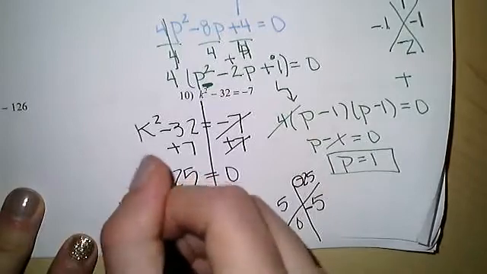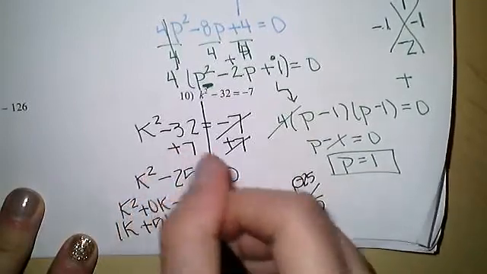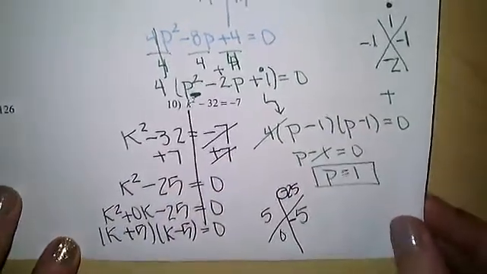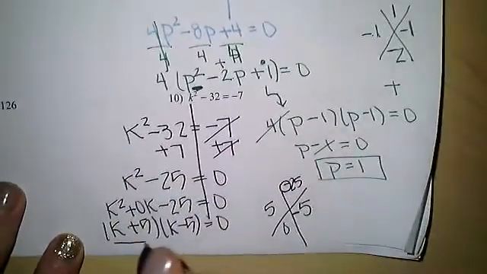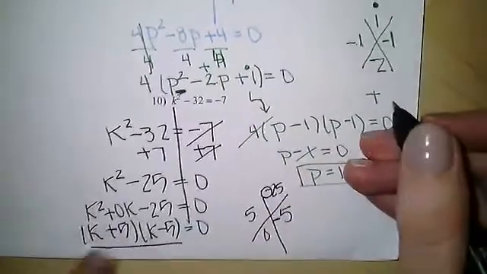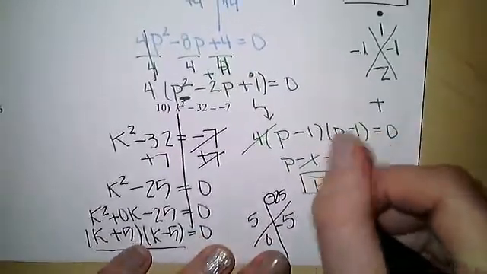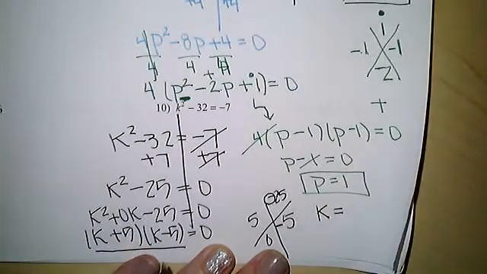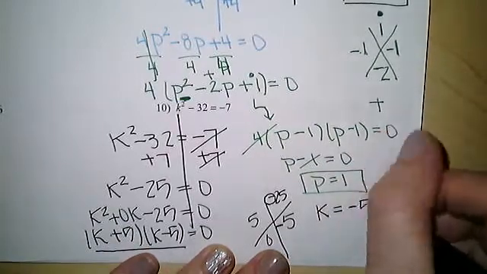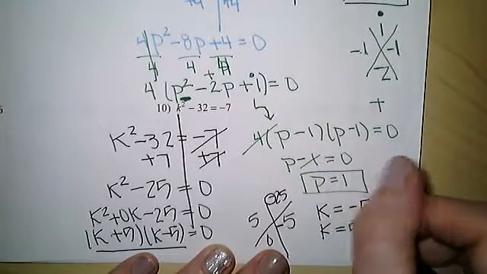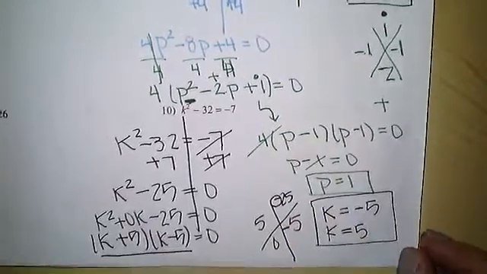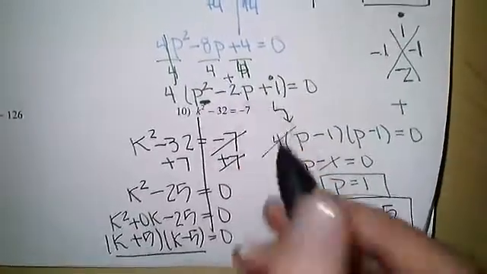So I'll have k plus 5 and k minus 5. Doesn't matter the order you put them in. And then I know it's in factored form, so I can set both of those equal to 0. But since I don't have a lot of space, I know that it's just the opposite of those two numbers for my roots. So my two final answers are 5 and -5.